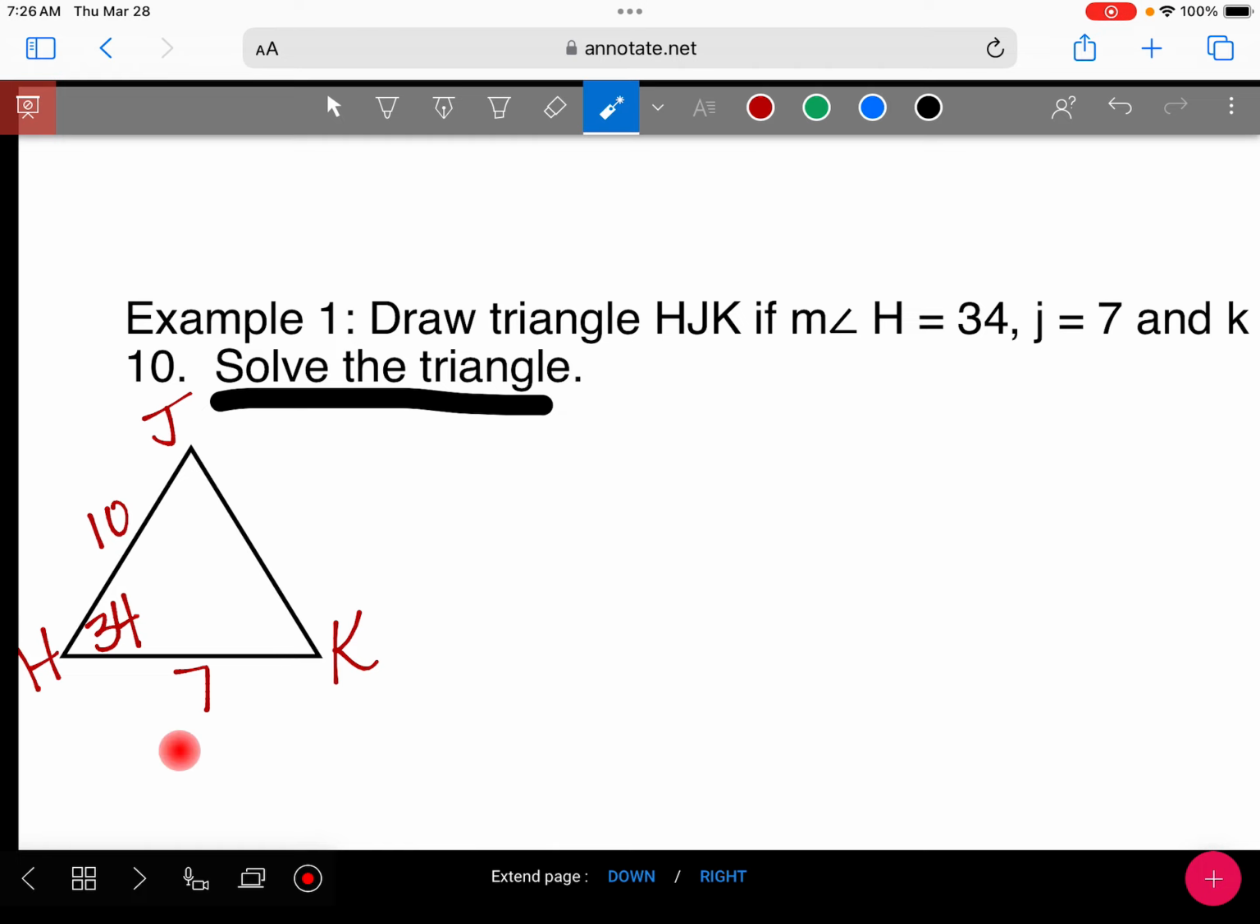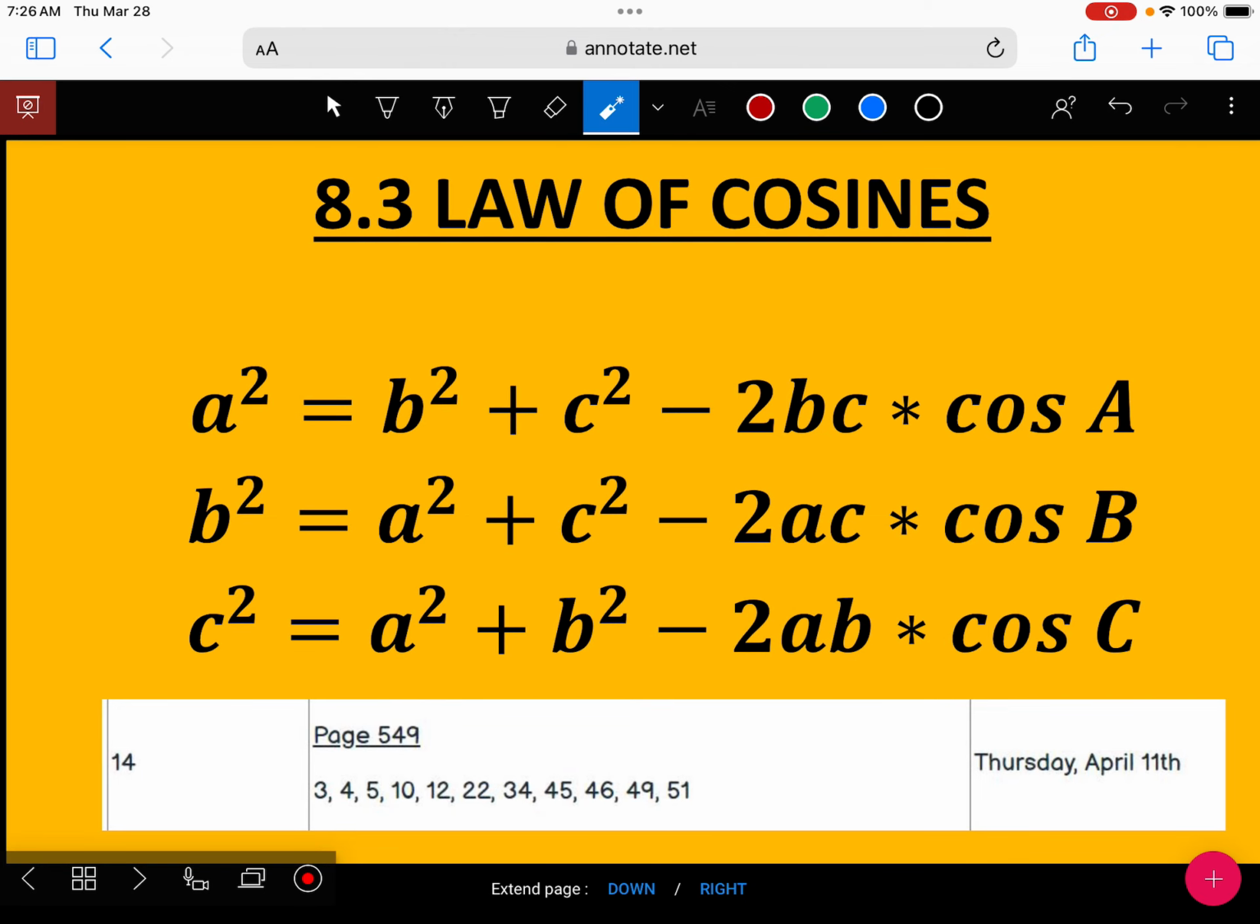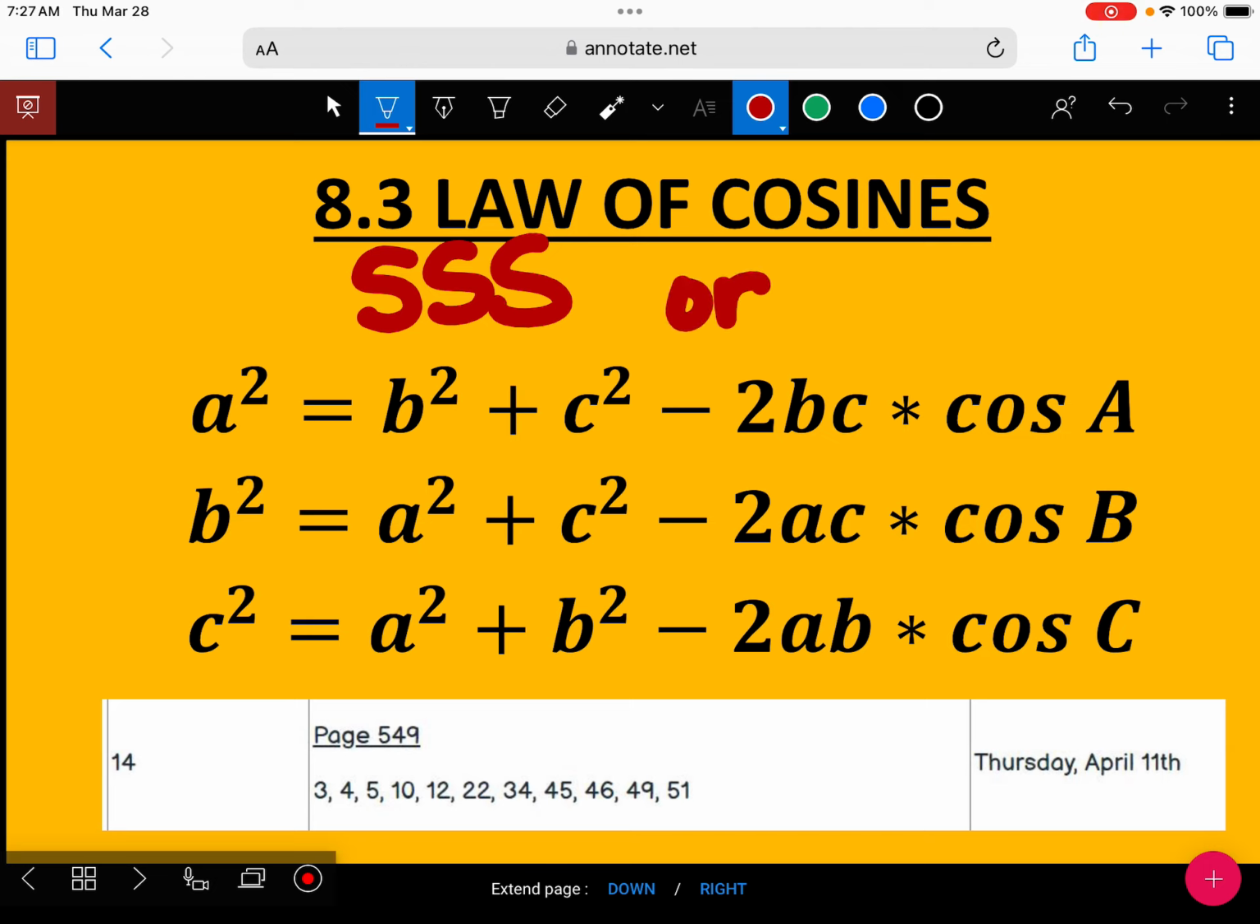All right, so when you see a situation like this, we use law of cosine for triangles that we have all 3 sides for and no angles, or side angle side. That's when we use the law of cosine. If you don't have an opposite pair, meaning an angle side pair, then this is where we use the law of cosine.